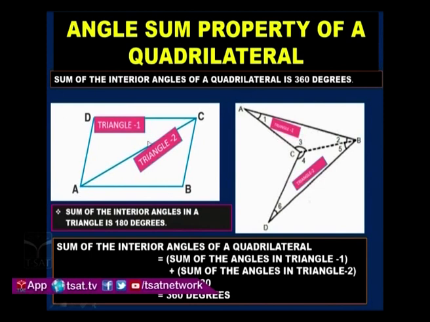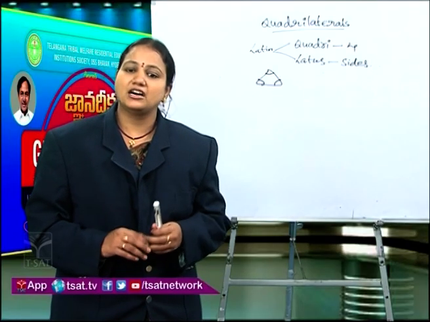That quadrilateral, either a convex or a concave quadrilateral, the sum of all the 4 angles is 360 degrees. I hope you all have understood what the angle sum property of a quadrilateral is. Next, we will discuss more about convex quadrilaterals.